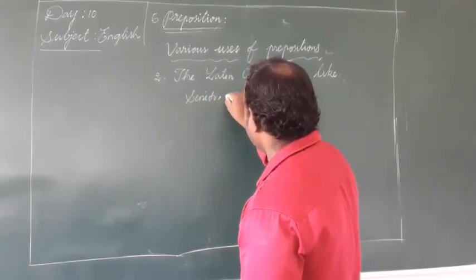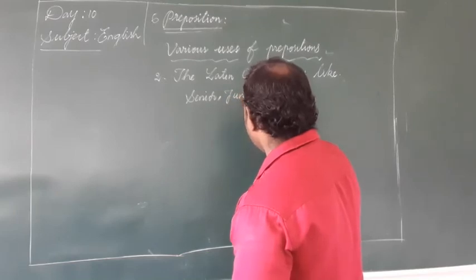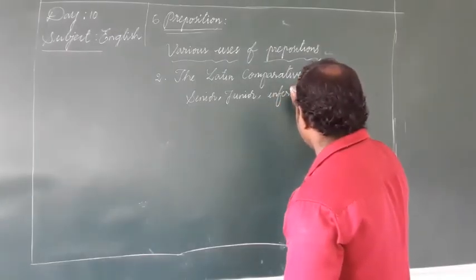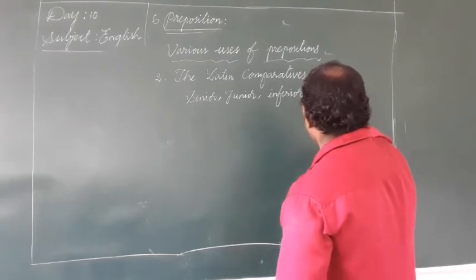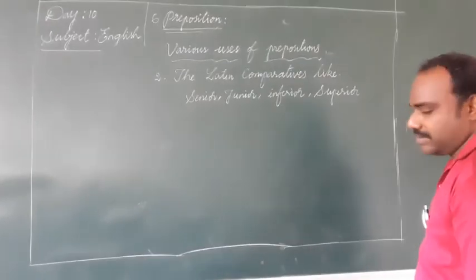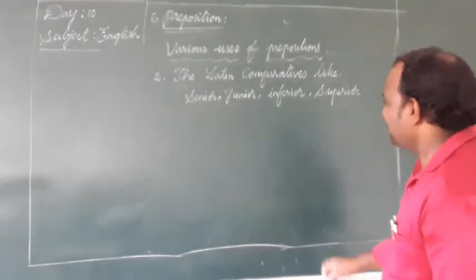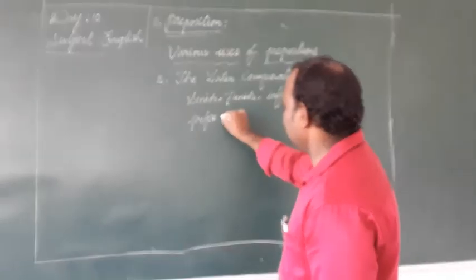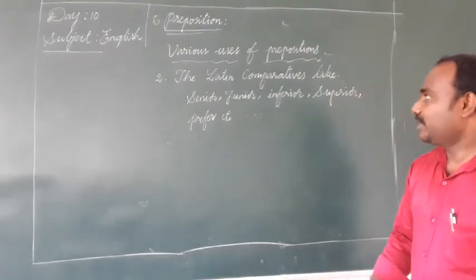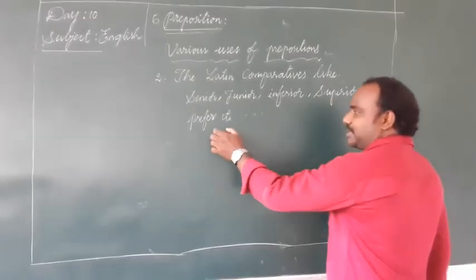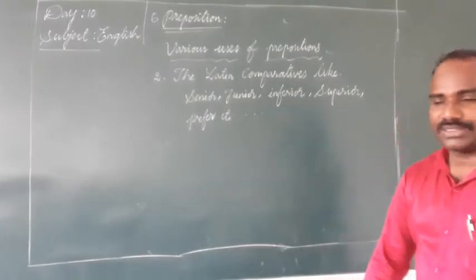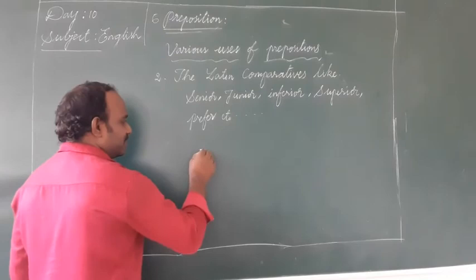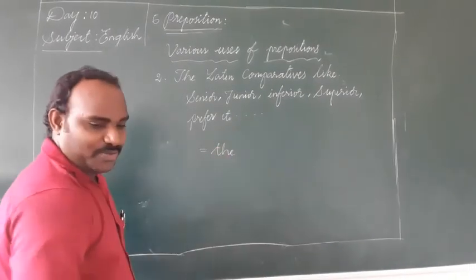See, words like senior, junior, inferior, superior, and one more word, prefer, etc. Look at these words: senior, junior, inferior, superior, prefer. These are called Latin comparatives, of course, adjectives. So the correct preposition is not before these words, but after these words.